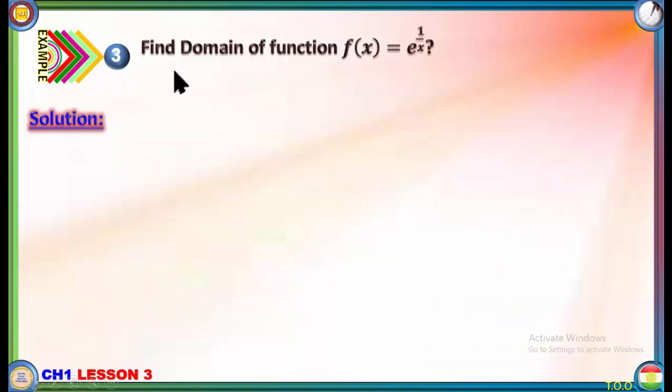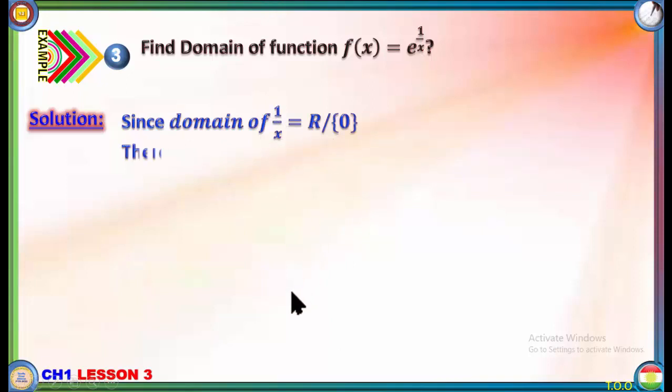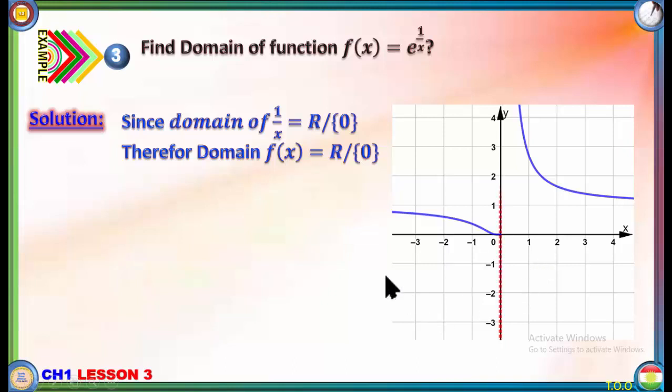Example number 3. Find the domain of the function f(x) equals e to the power 1 over x. Since the domain of 1 over x is all real numbers except 0, therefore the domain of f(x) is R except 0. And the graph of the function is showing that the range is from 0 to 1 and then from 1 to positive infinity.